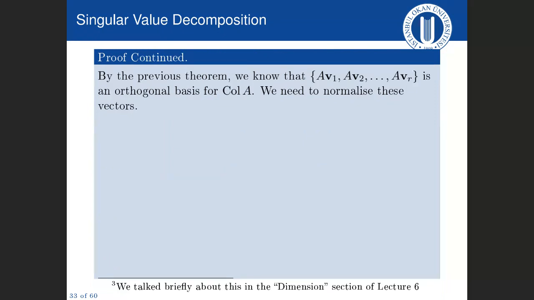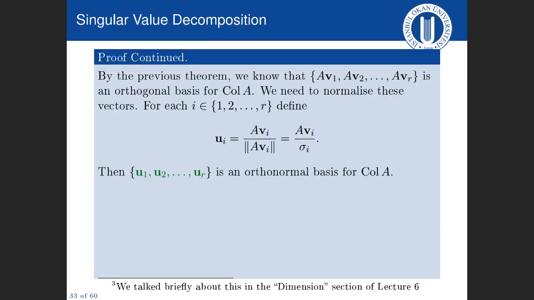By the previous theorem, the last one at the end of the previous section, we know that Av1 up to Avr is an orthogonal basis for the column space of A. We need to normalize these vectors because we need orthonormal vectors. That's easy. We'll just divide each one by its norm. The norm of Avi is the same as the singular value of A. So for each i, we're going to do ui equals Avi divided by the singular value sigma i. Then the vectors are still orthogonal, and now we have unit vectors. So now we have an orthonormal basis for the column space of A.